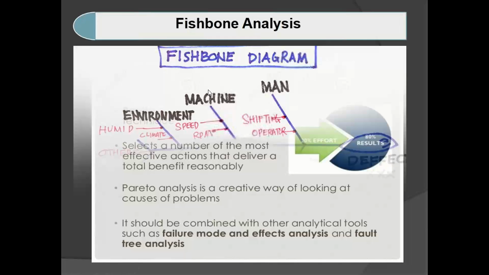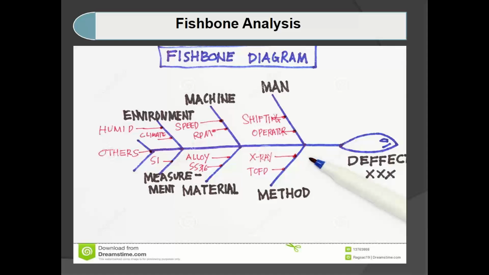Then the second one is fishbone analysis. It is also known as the fishbone diagram. This fishbone analysis explains the relationship between cause and effect. It helps in identifying or brainstorming the exact solution when multiple solutions are available. That means for a problem, if multiple solutions are available, with the help of fishbone analysis we can identify what could be the exact solution.